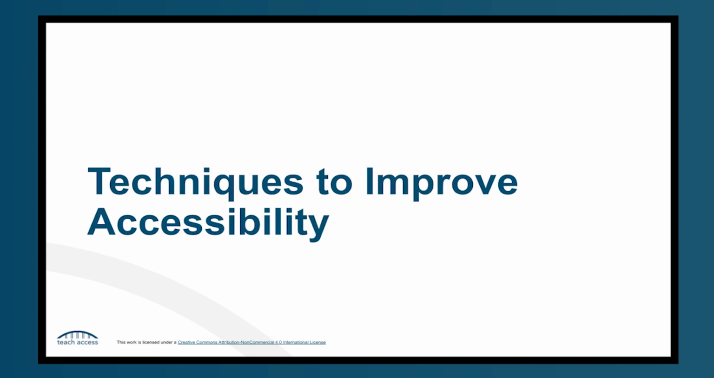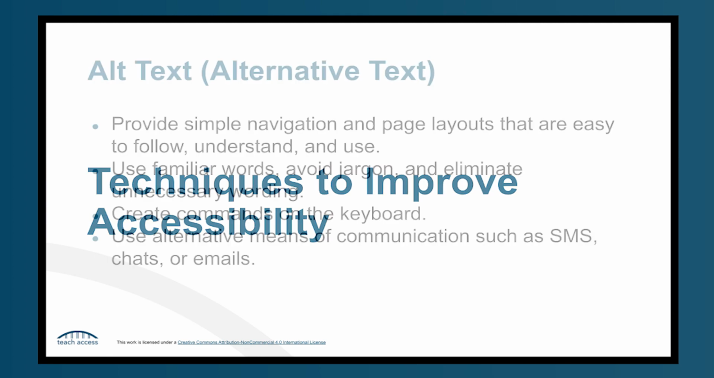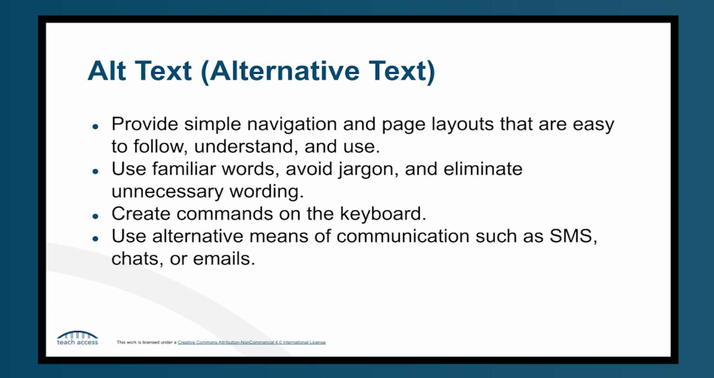Techniques to improve accessibility. Alt text or alternative text is the written copy that appears in place of an image. Visual elements like images can be an accessibility barrier. Users often rely on screen readers or braille readers. Convey the why of the image as it relates to the web page.